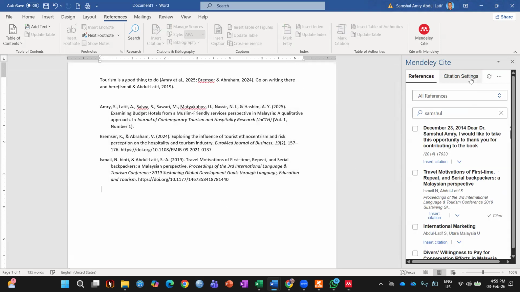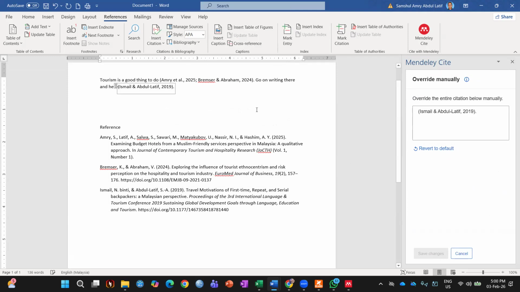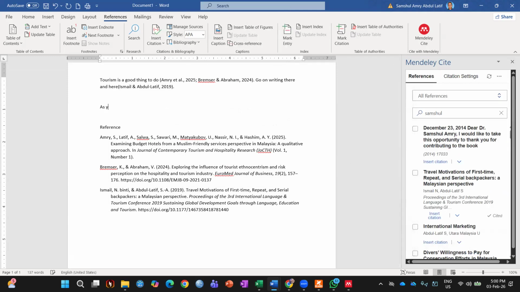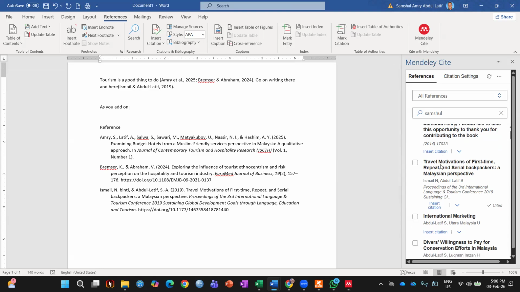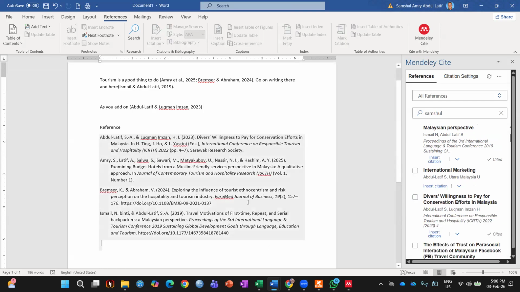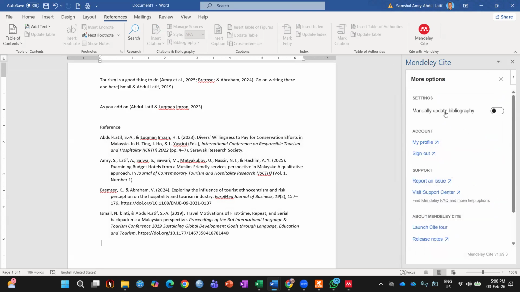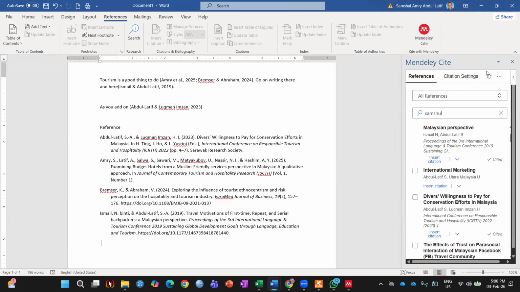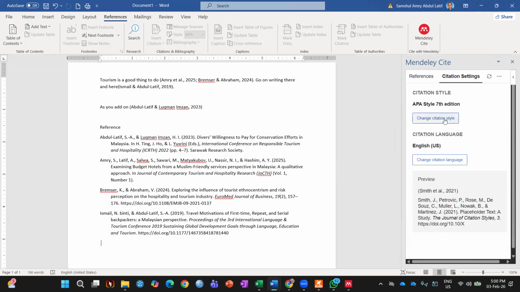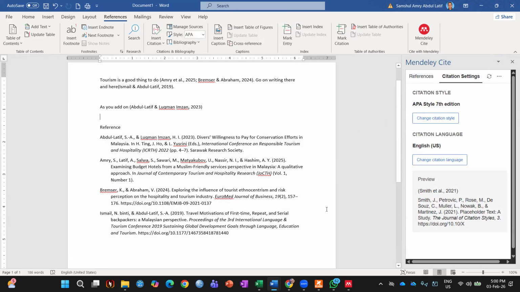So go to this button. It is done automatically. So as you add on, your references will also be added on. See, it is updating itself automatically. So if you want to change it into Harvard or something else, this is where you can do it. You can change it to Emerald or Cite Them Right or whatever formats that you want. So that is done.